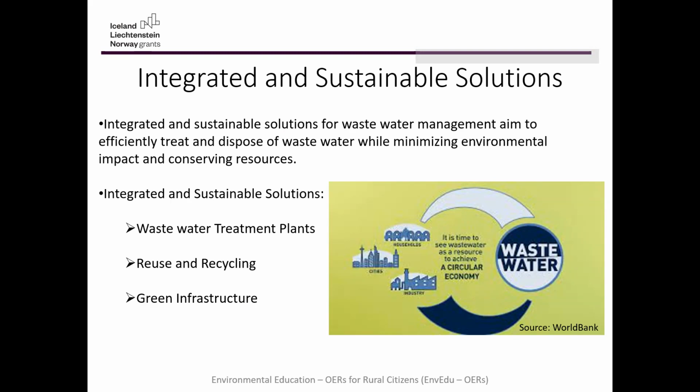Treated wastewater can be reused for non-potable purposes like irrigation, industrial processes, or cooling, reducing the demand on freshwater sources. Green infrastructure. Implementing natural solutions such as constructed wetlands, green roofs, and permeable pavements can help absorb and filter wastewater, reducing the load on treatment plants.